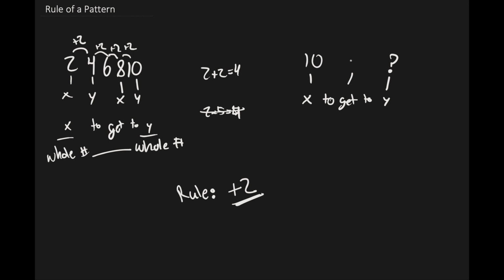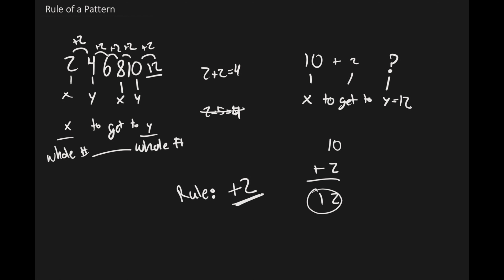So this is 2. So basically, the question here is 10 plus 2. So let's do that. 10 plus 2. Our answer here is 12. So that means y equals 12. So the next number in this pattern would be 12. And you can check by knowing that it takes 2 to get to 12.